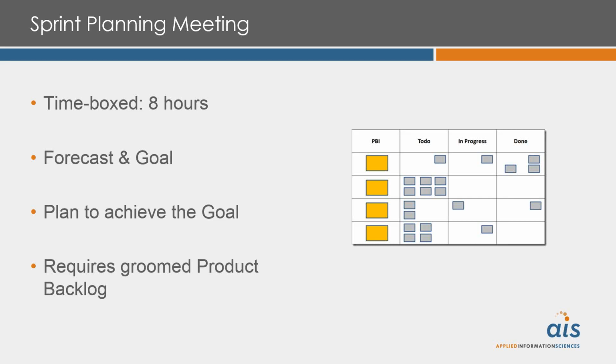We might call those product backlog items. So forecast what we think can be done in this sprint, and then come out with a goal based on that. So we'll take X number of product backlog items that we think we can do. We'll compose those into some kind of story that's a cohesive story to our customers, and then we'll come up with a plan on how we're going to achieve that goal.